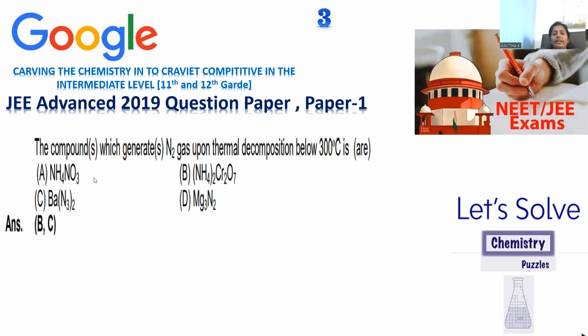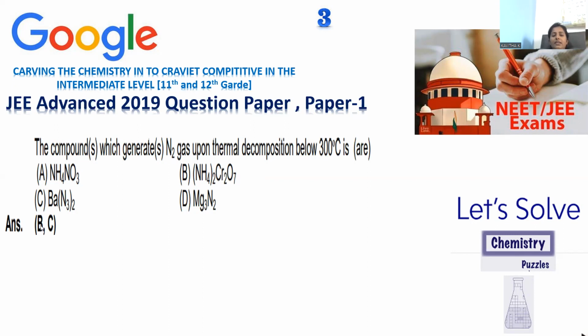NH4NO3, ammonium nitrate. The second is (NH4)2Cr2O7, ammonium dichromate. And this is called barium azide, Ba(N3)2, barium azide. And this is called magnesium nitride. So these compounds, upon heating at less than 300, can liberate nitrogen. All the compounds, if you clearly observe, contain nitrogen only. But we have to identify where nitrogen gas is purely evolved.